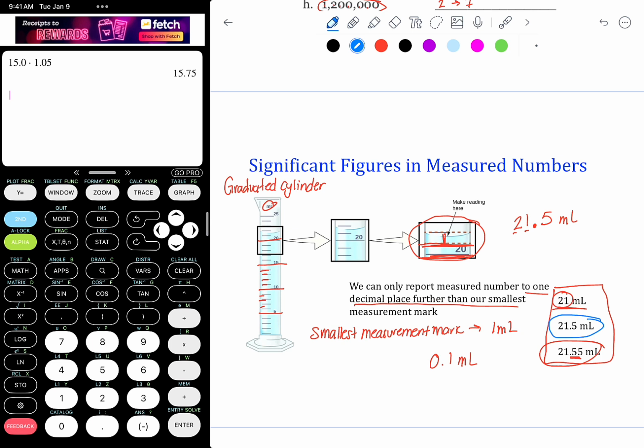Now in the lab, you may not see it as 21.5. Maybe you see it as 21.7 or 21.4. That small amount of guessing, that estimation in the last decimal place, is where uncertainty comes from in the lab and why significant figures are so important. Because you may see it one way, someone else may see it the other. But as long as you both can agree that it is between 21 and 22, that estimation point in that last decimal place can be different. That's totally fine.